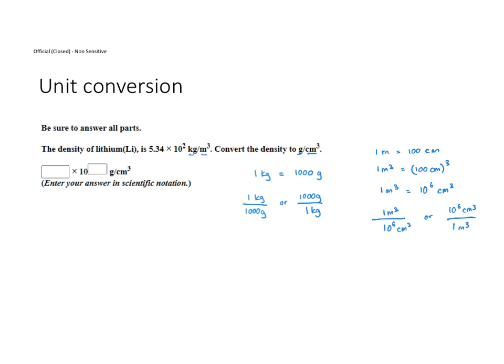So now let's see which conversion factors we need to convert kilograms per meter cube to grams per cm cube. So here we start off with 5.34 times 10 to the power of 2 kilograms per meter cube. We will need to times the two conversion factors to finally get grams per cm cube. So now let's select the conversion factors.